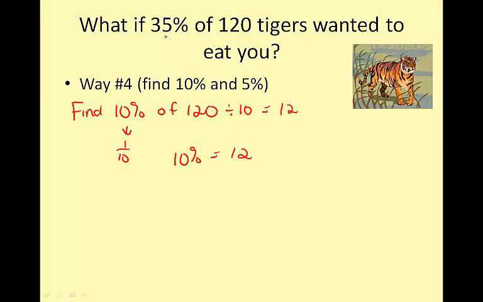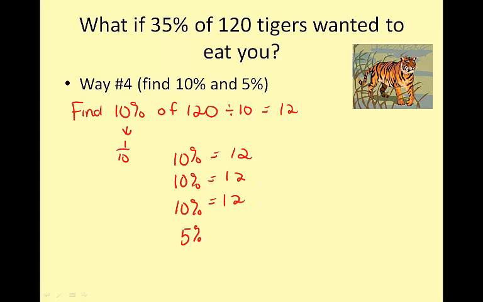And if I want 35%, well, I need 10% 3 times, and that will get me up to 30%. So here's my 10% 3 times. So now I have 30%. So 30% would be 36 because 12 plus 12 plus 12 is 36. But I need 35%. So I also need 5%.